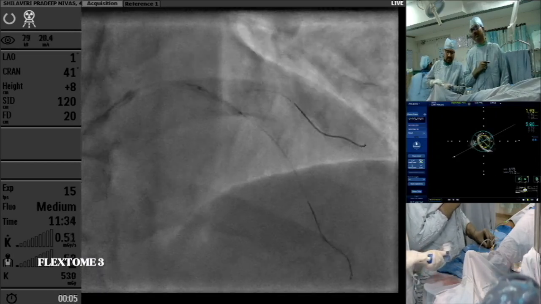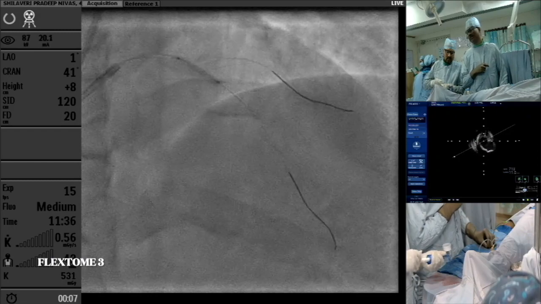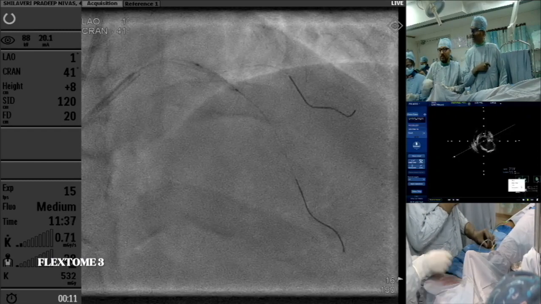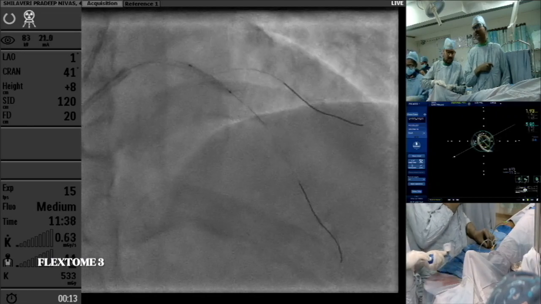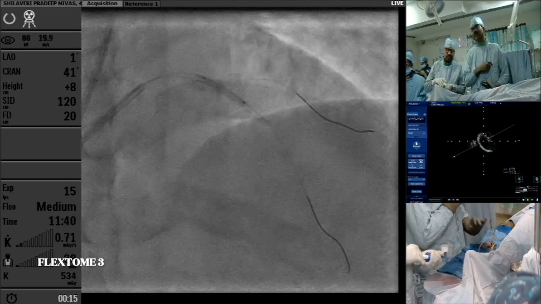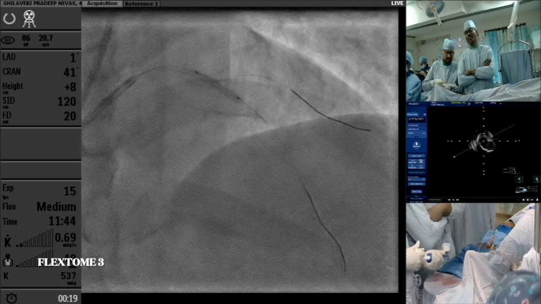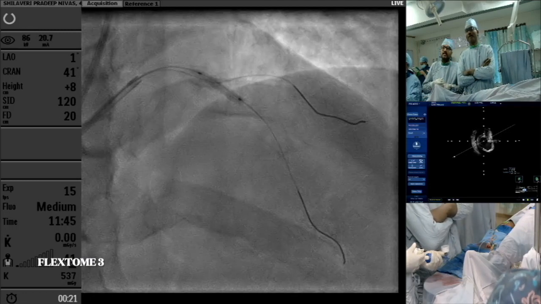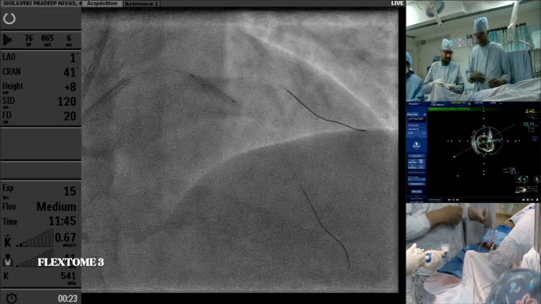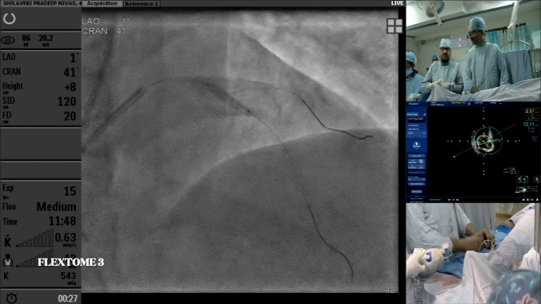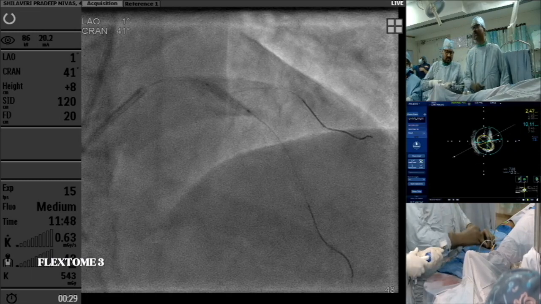6 on 4. Yeah. What's 6? 6 on RBP is 4, right? So go to 8. 8, sir. Yeah. 10. Okay. 10, sir. So this is flextome, that's the cutting balloon which I'm using there. Yeah, down, slow. Okay.